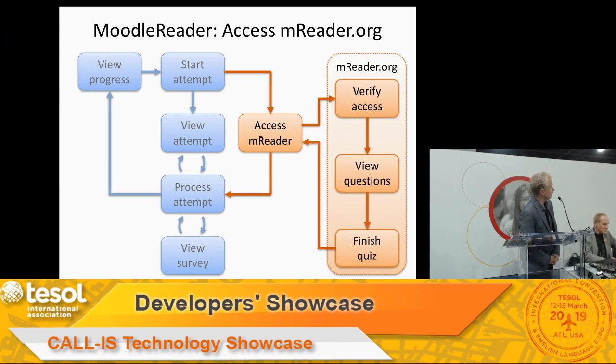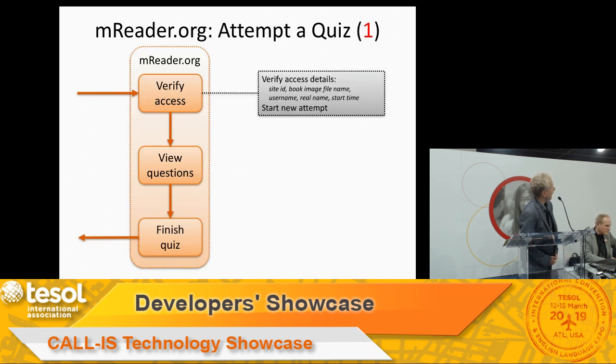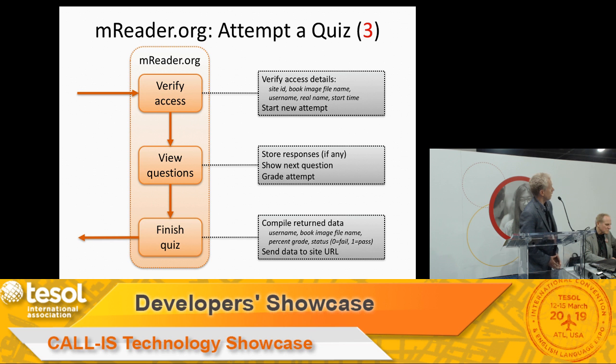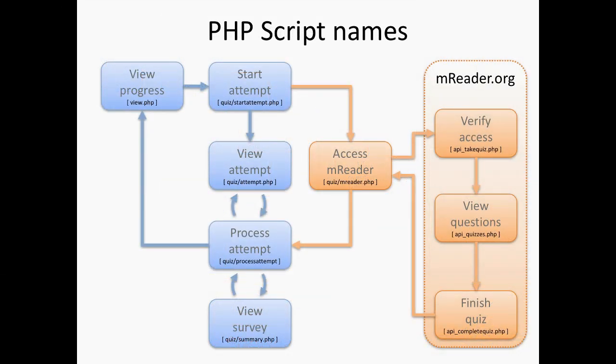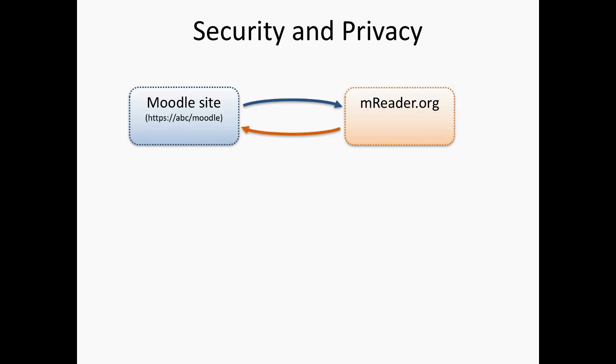There's an extra script that's been written so that when the students want to take a quiz, they switch across seamlessly to the mreader.org site, where there are some scripts, the same scripts that Tom uses to handle the quiz attempts. Next one, please. And they do very similar jobs. There's an extra script to verify the access, then the main script handles the attempt, and the final script finishes the quiz and passes the score back across to Moodle. And after the score is back in Moodle, the attempt is treated as before, so the reports and everything work very easily.